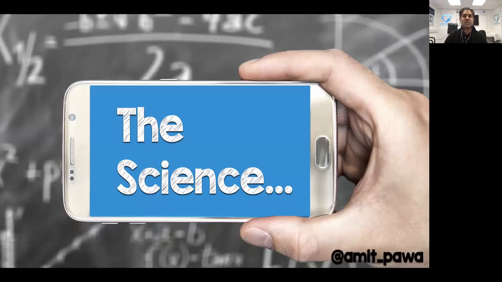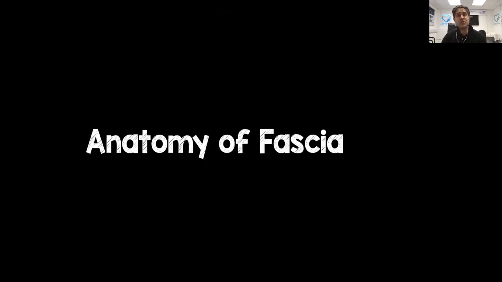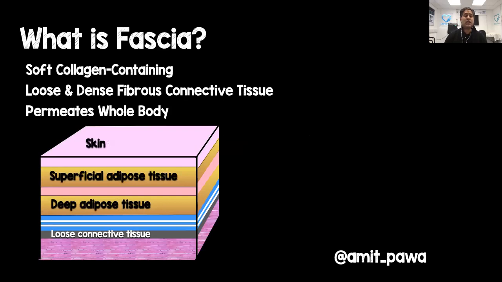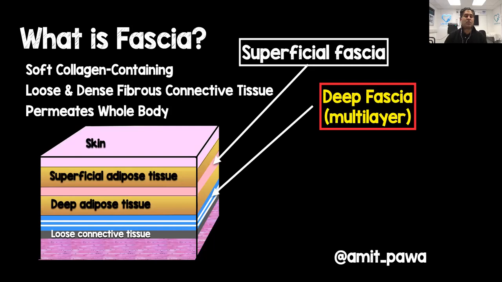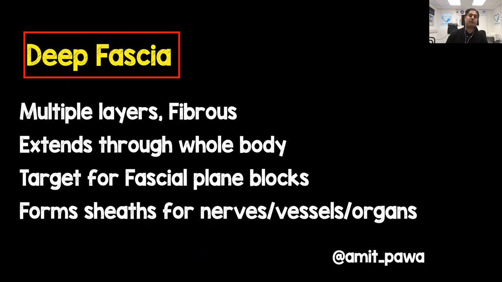So now let's focus on the science. I will start off by talking about the anatomy of the fascia. So what is fascia? It's a soft, collagen-containing, loose and dense fibrous connective tissue that permeates throughout the whole body. There are different types of fascias. You've got superficial fascia, you've got a deep fascia, which is multi-layer, and the muscle and muscle-related fascia. A deep fascia is the target for fascial plane blocks. There are multiple layers and extend throughout the whole body, and they form sheaths around nerves, vessels, and organs.